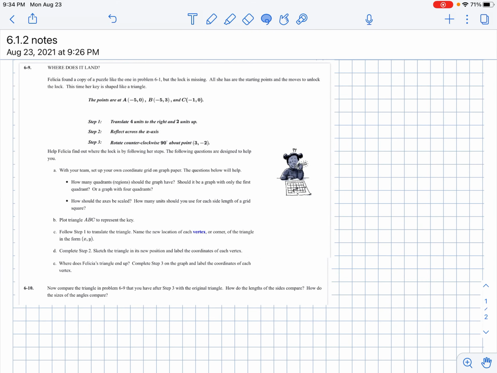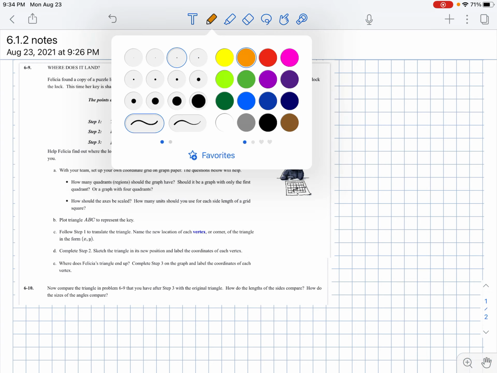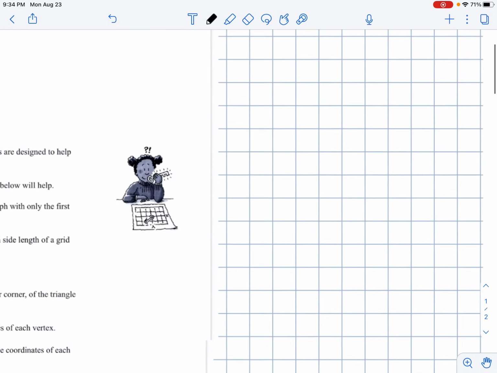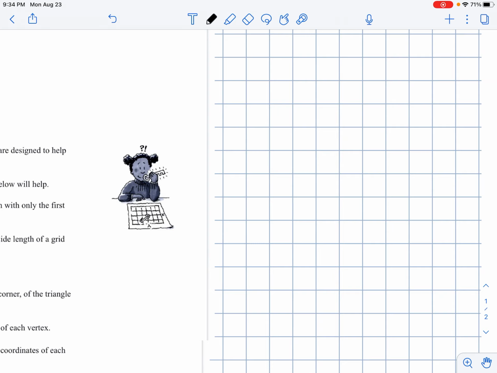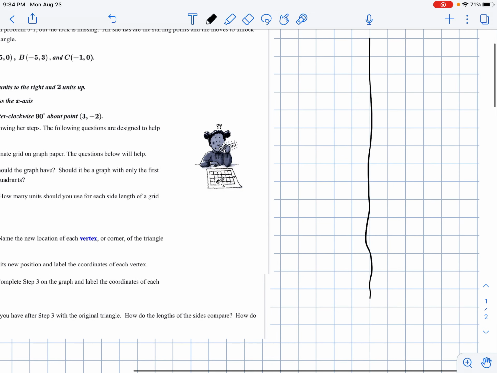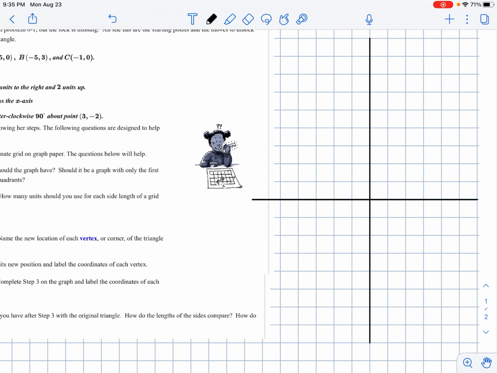I'm doing this on Notability, so I've chosen the graph paper background, and I think that's a good idea for you as well. Notability, if you do it better than I do, draws straight lines, and I'm going to make some mistakes today because I am going to do this all in one take. That's just how I roll, so hopefully you guys can bear with me and realize that I'm doing my best.